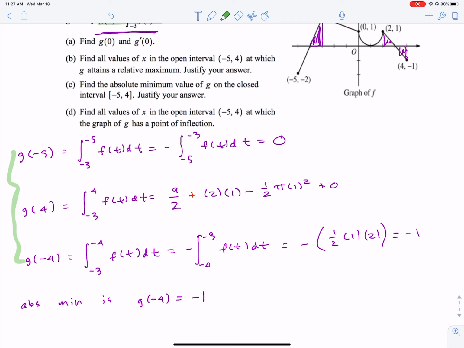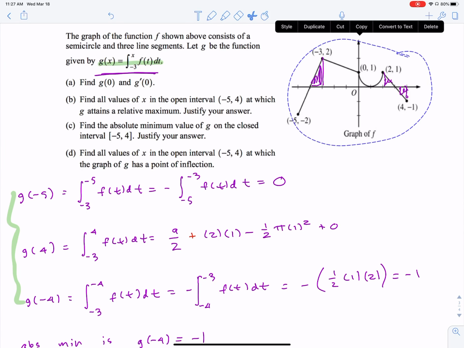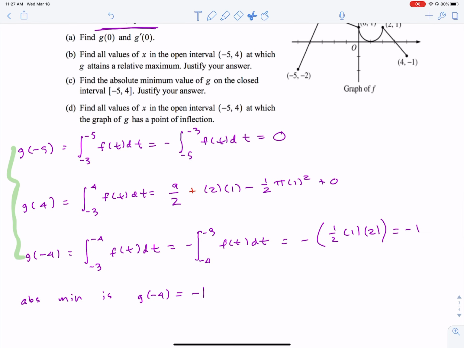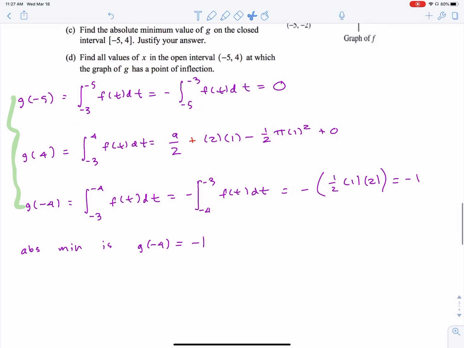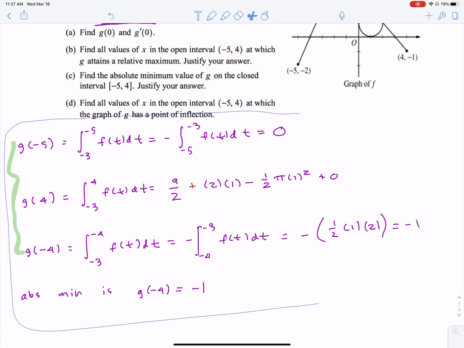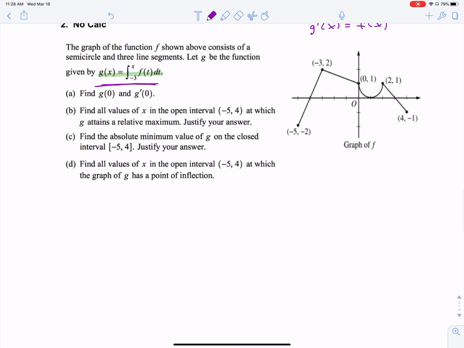Find all the values of x in the open interval from -5 to 4 at which the graph has a point of inflection. Okay, we are looking at inflection points at this point. So reminder, inflection points, where do we look at inflection points? We look at the second derivative, okay? Now they're not asking for an explanation here, so we're looking at just the second derivative. So actually I'm going to erase this stuff so I have room. Let's erase this. So let's go and do it. Let's go find those inflection points.